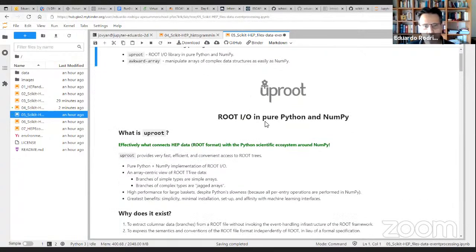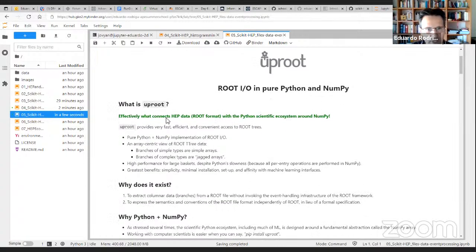But let me first start with opening some files and the introduction of uproot, which is in one line the ROOT I/O in pure Python and NumPy. And because it does that, it really is the bridge between the data science ecosystem around NumPy and SciPy and the HEP data.